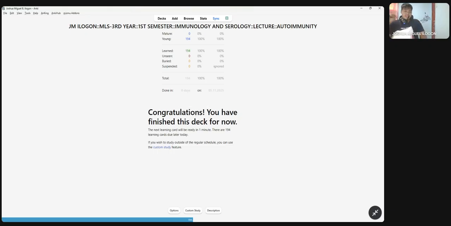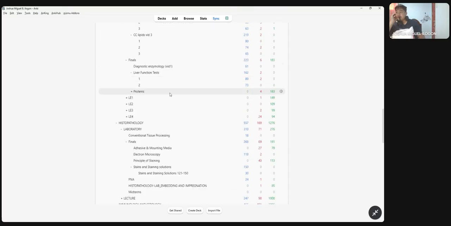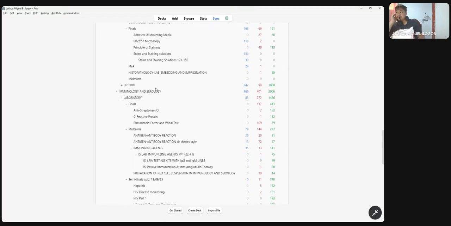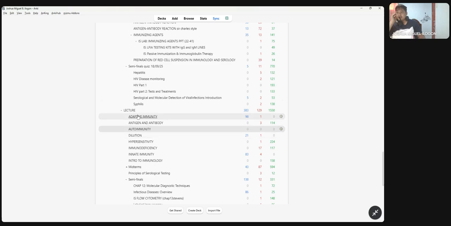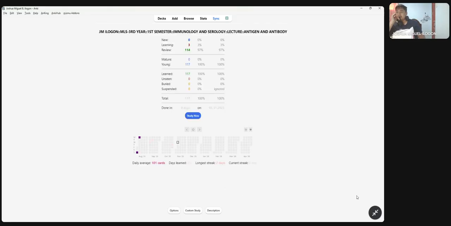Alright, that is it for today. Finally finished it. Thank you for being with me. So this is the Immunology and Serology Autoimmunity chapter. So after this, I'm gonna have to get the rest. I'm gonna have to redo everything, and I'm talking not only about one chapter. I need all the chapters to be finished because this is a comprehensive exam I'm preparing for, like this one.